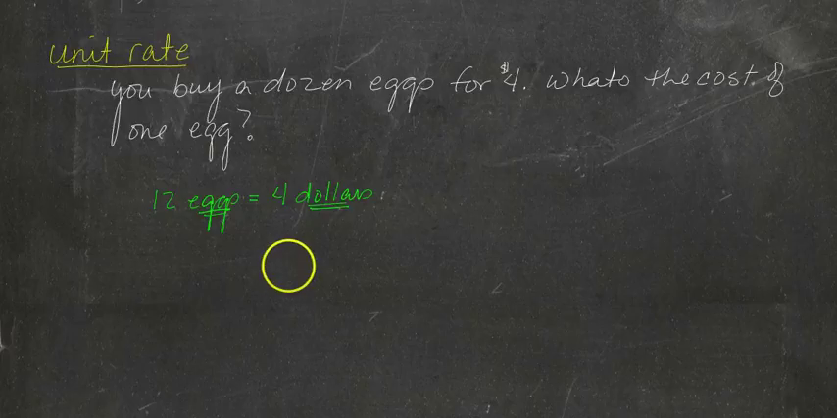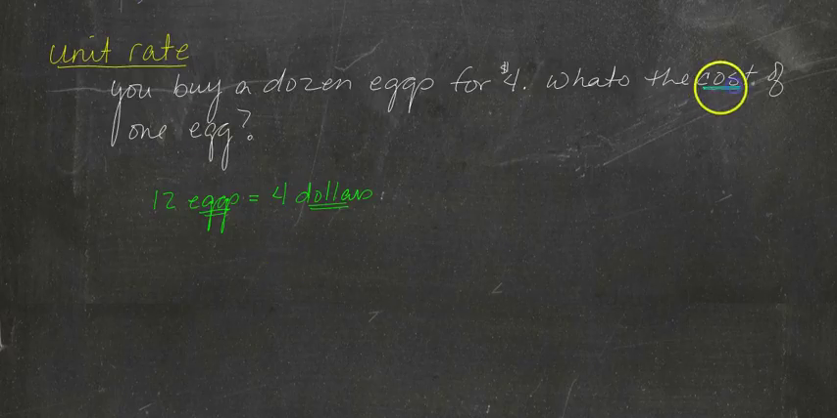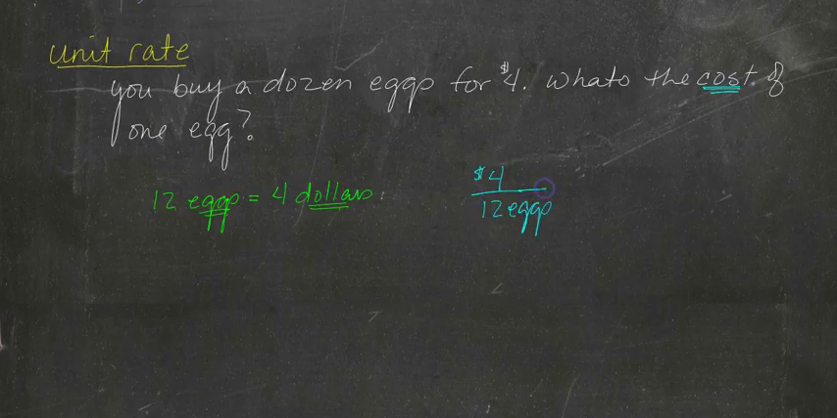So in order to set up a unit rate, we want to know what is the cost of one egg, right? So that means that we're looking at it cost $4, and we're putting cost in the numerator because that's the thing we want to know, right? It costs $4 for 12 eggs. Right, so we can set up a ratio with these two values since they equal the same thing.